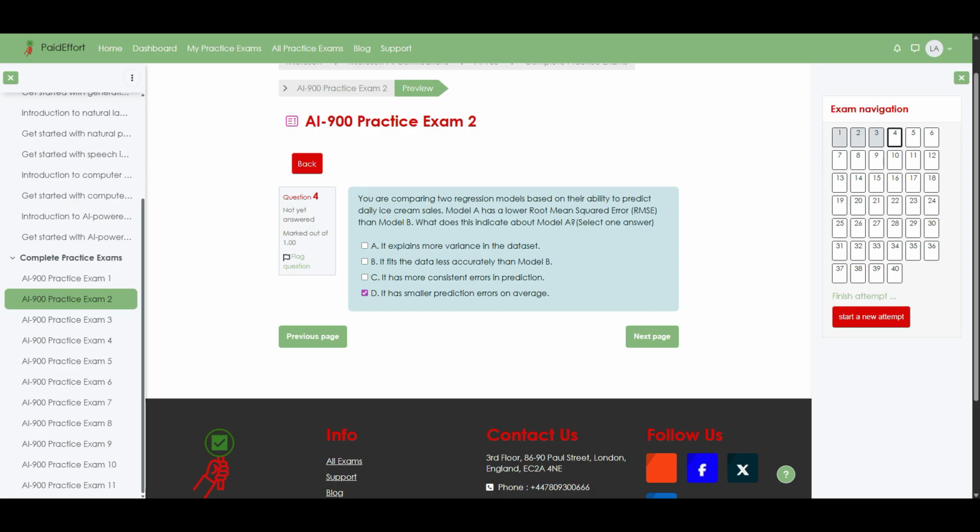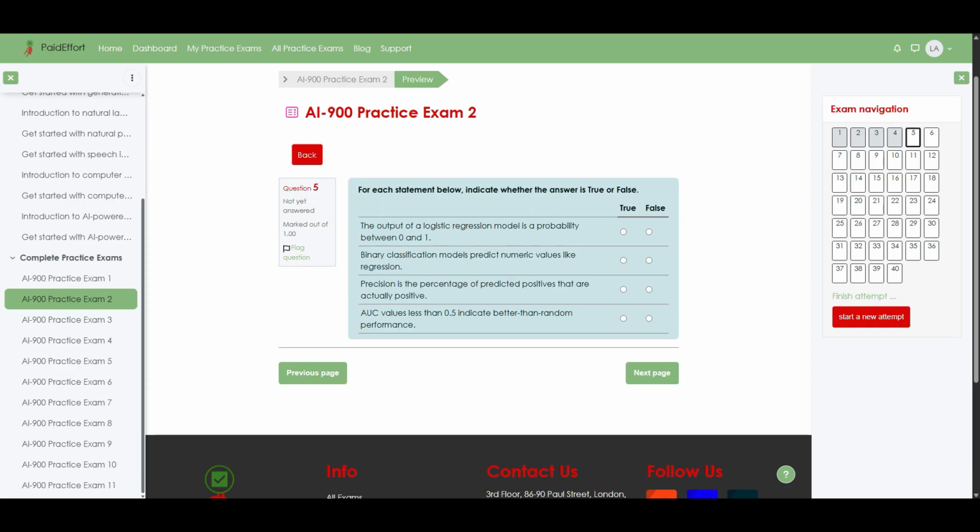Now, option A refers to variance explained in the dataset, which is measured using the R-squared metric, not RMSE. So that choice doesn't apply here. Option B says Model A fits the data less accurately, but that's the opposite of what a lower RMSE indicates. A smaller error actually points to better fit. As for option C, consistency in prediction errors is more about the spread or variability in error, not the magnitude. RMSE captures the average size of the errors, not how consistently those errors occur. So overall, RMSE helps you judge how close the model's predictions are to reality, and in this case, Model A clearly performs better than Model B.